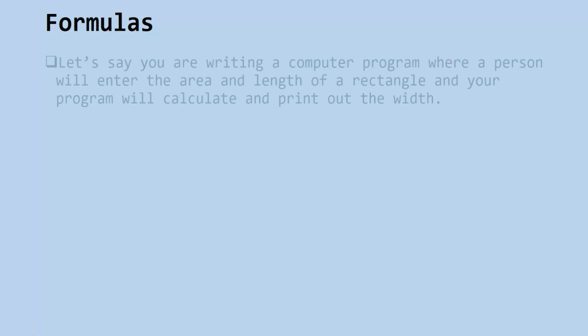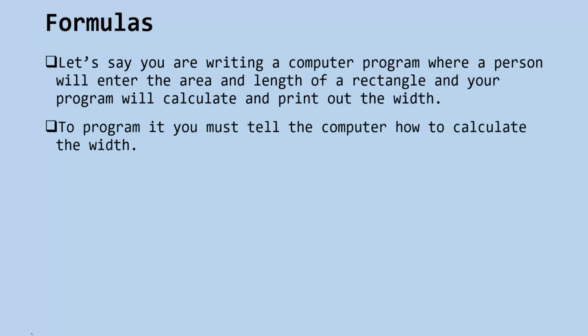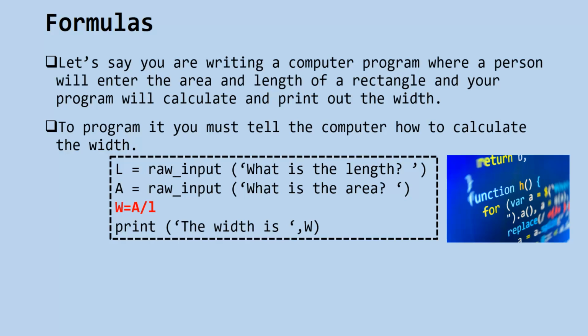So where might we use this? Let's take a look at an example. Let's say you're writing a computer program where a person will enter the area and length of a rectangle, and your program will calculate and print out the width. To program it, you must tell the computer how to calculate the width. Because in the function, you need to have an equation, as I've outlined in red here, that says W equals, and then however you would calculate the width.